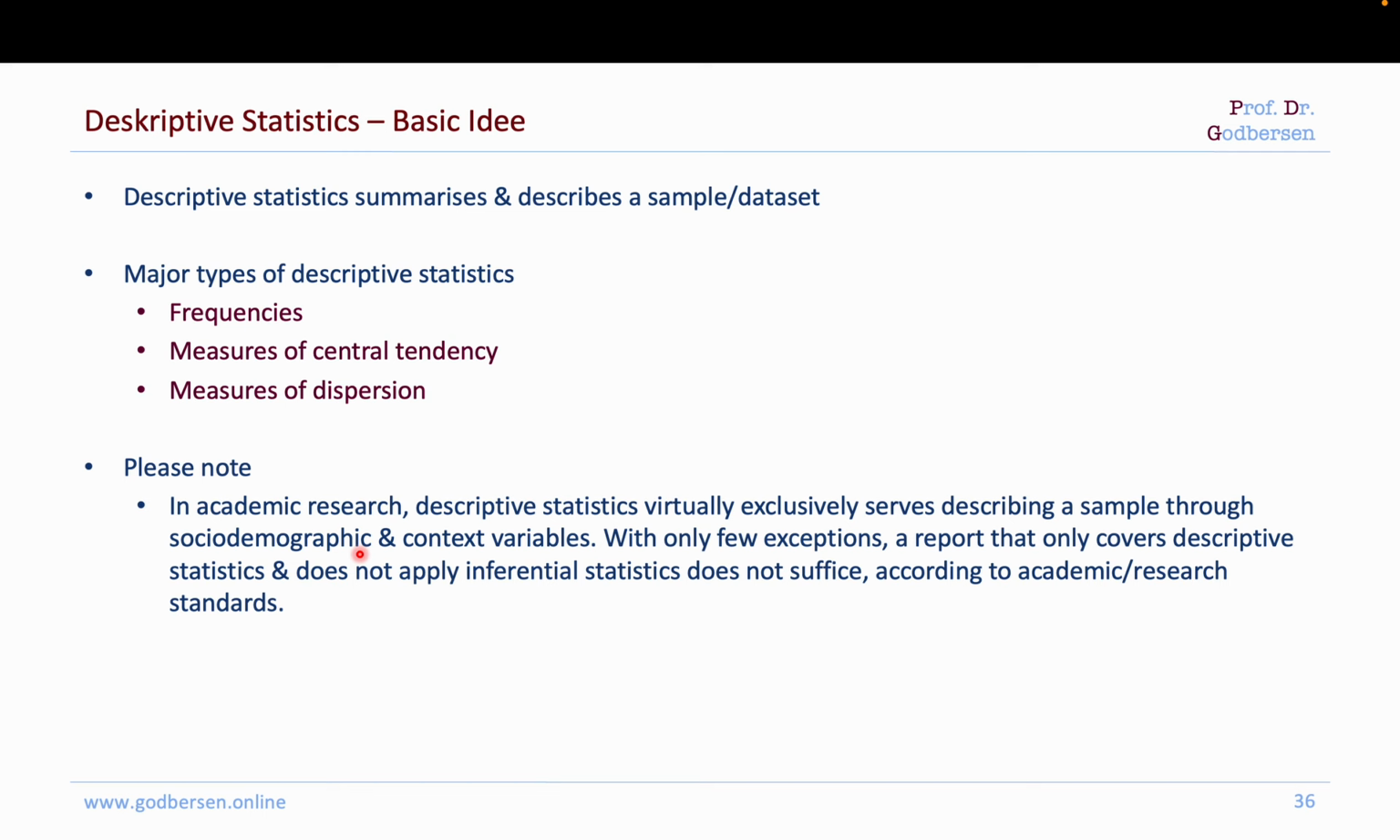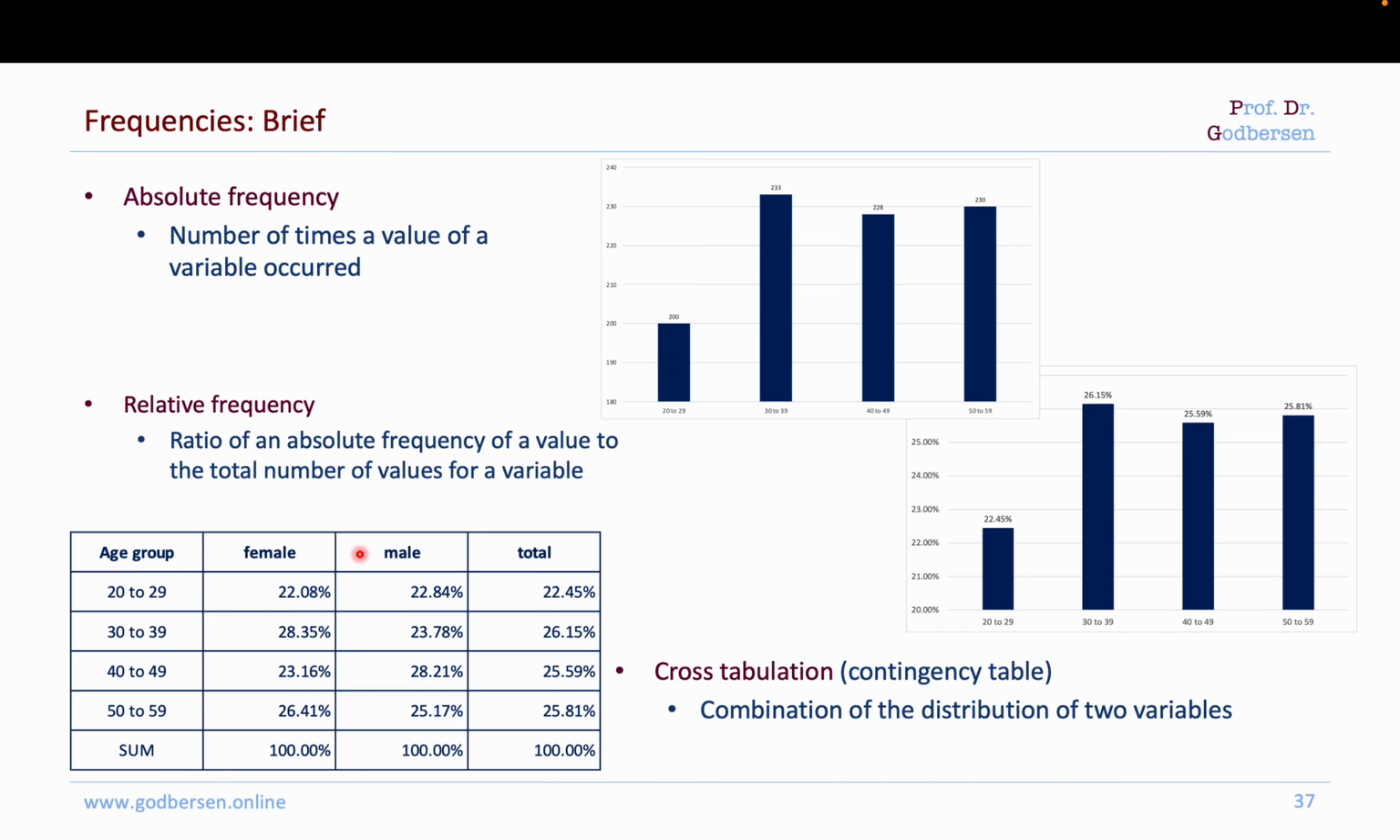Now, with this out of the way, let's dive into frequencies. You have absolute frequencies. That's just the number of times a value of a variable has occurred. For instance, here, age brackets from 20 to 29, 30 to 39, 40 to 49, 50 to 59. In our sample here, we have 200 in the first age bracket, 233 participants in the next, and so forth.